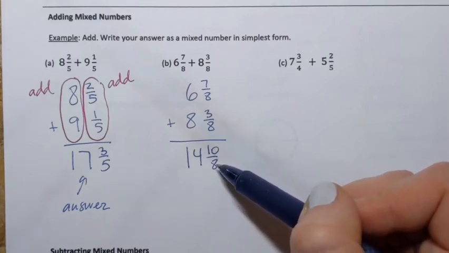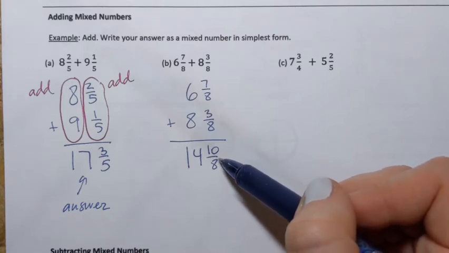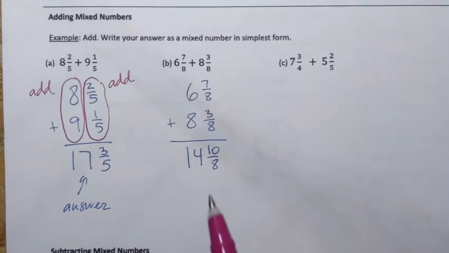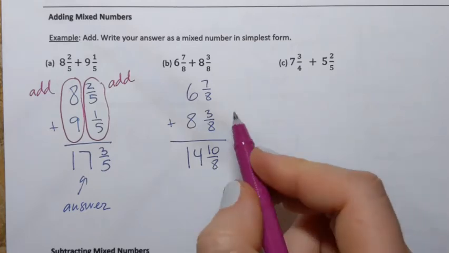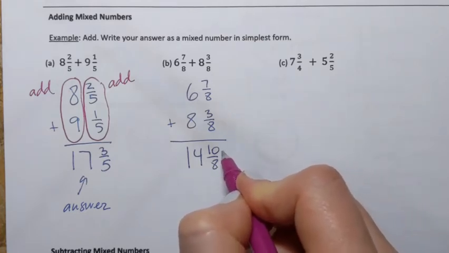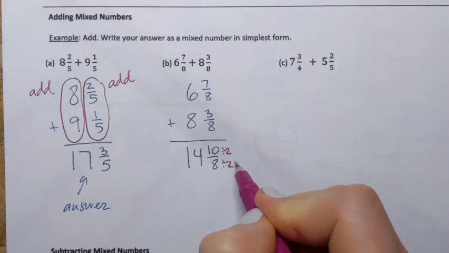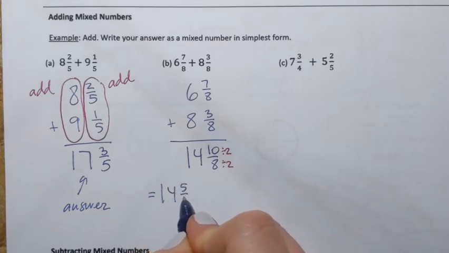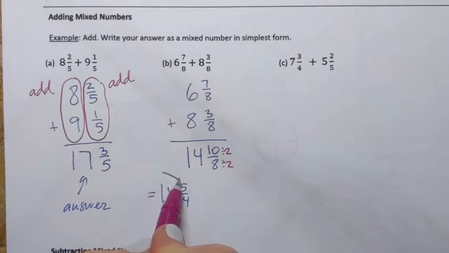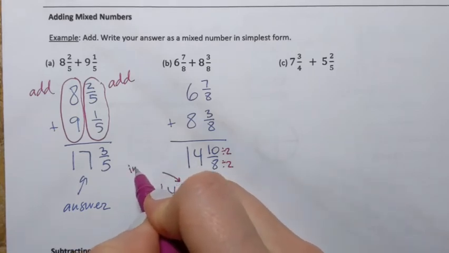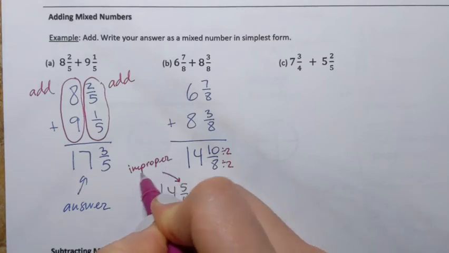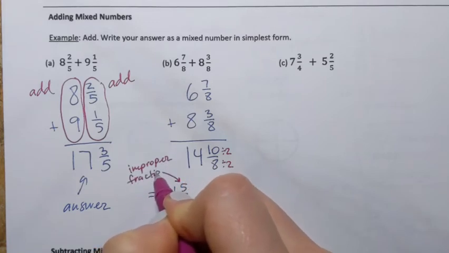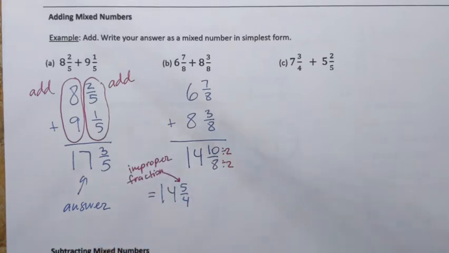It doesn't matter in which order we perform that. I think I'm going to start with simplifying it. So 10 over 8 can be simplified if I divide both by 2. Divide by 2, divide by 2. So that gives me 14 and 5 over 4, right? Okay, well, that is an improper fraction one more time. So now we're going to take care of that. Let's change that to a proper fraction.